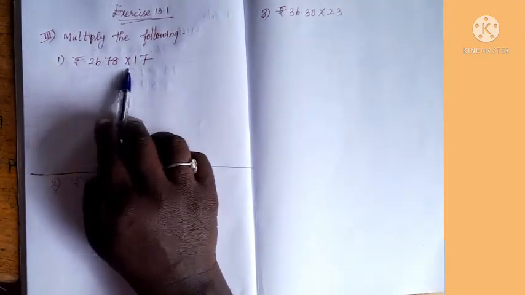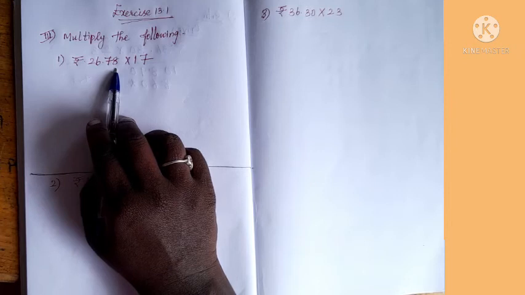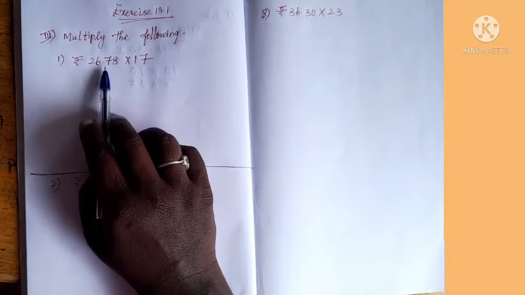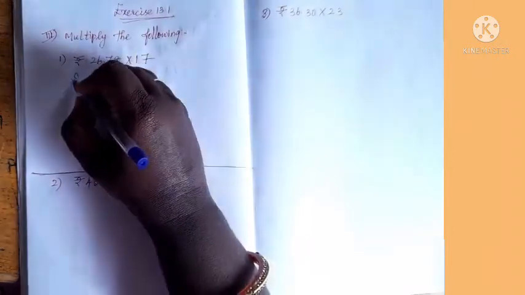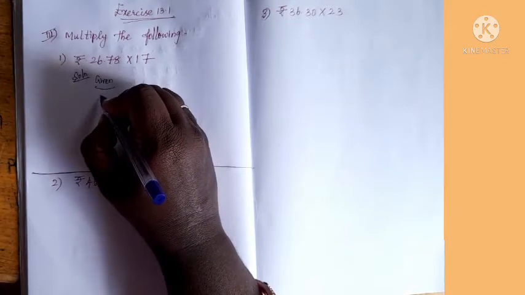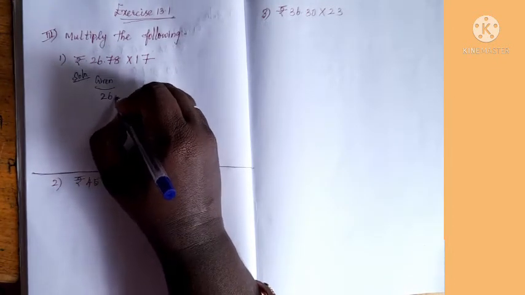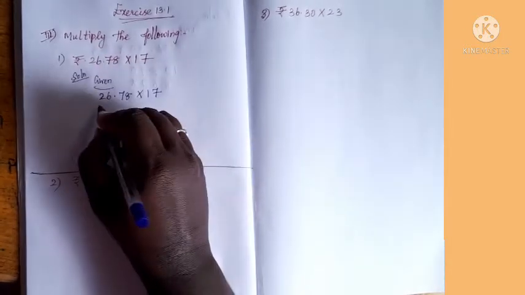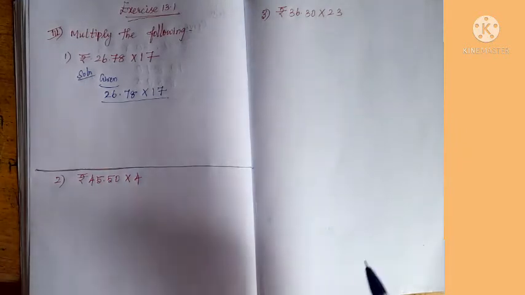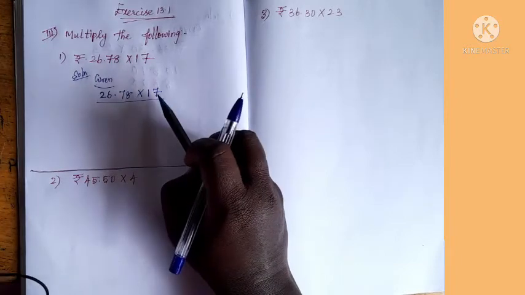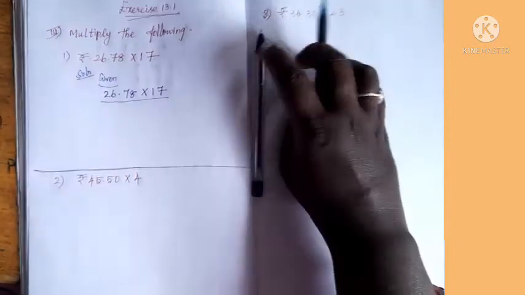See, this is ordinary multiplication, children. How you used to multiply ordinarily, the same multiplication it is. While multiplying you don't consider the point. See, solution given. 26.78 into 17. Multiply the numbers. Ignore the point while multiplying. Just the same ordinary multiplication. How will you multiply?